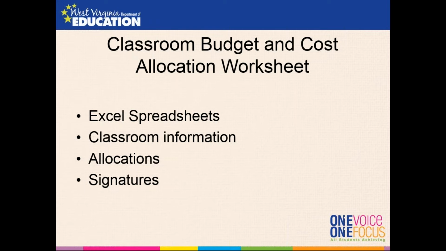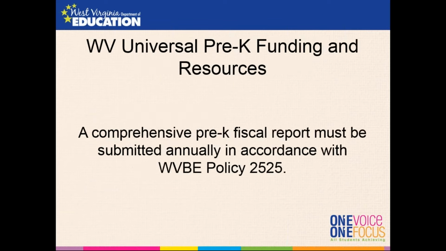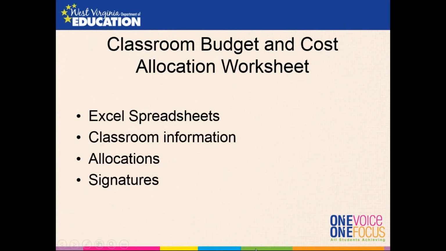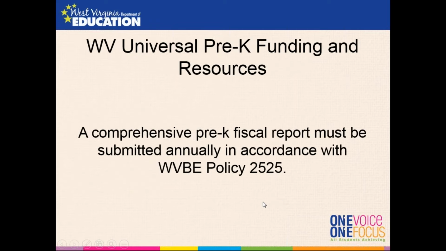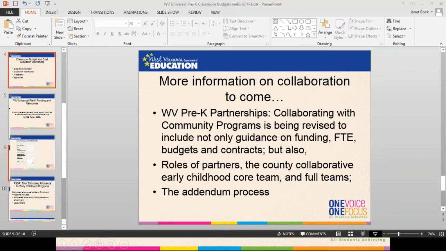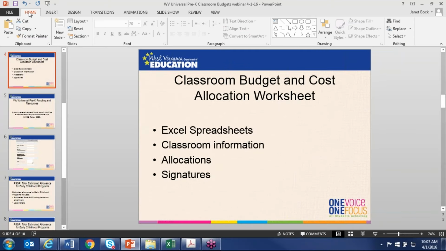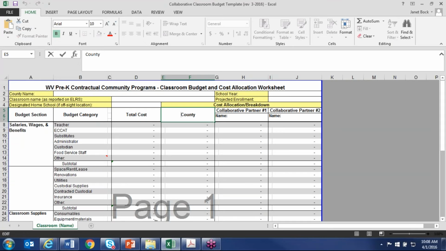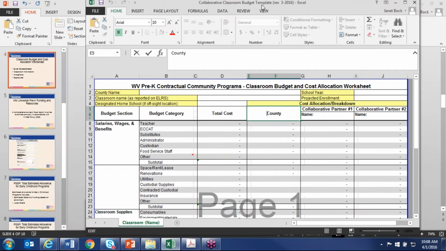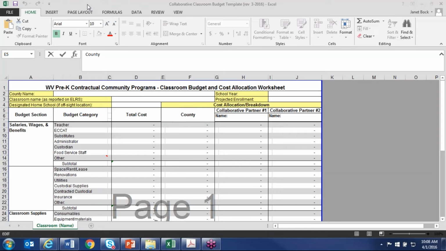So we have an Excel file that has the opportunity for different spreadsheets, and it includes classroom information, allocations, and signatures. Let's just break that down for you. I'm going to take just a minute to pull up the actual spreadsheet, and I'm going to hone in on different sections of this.